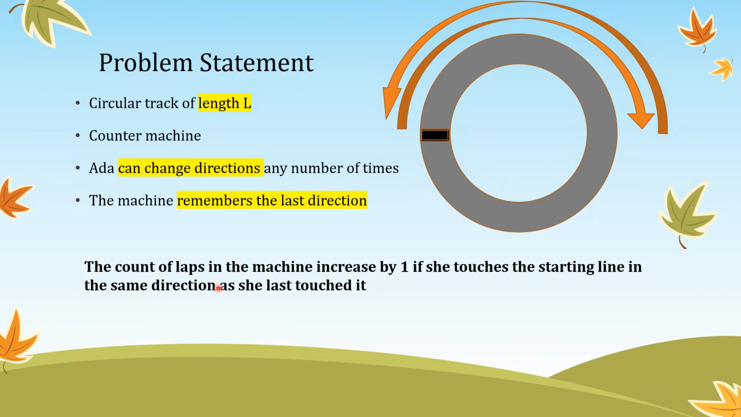The count of laps in the machine will increase by 1 if she touches the starting line in the same direction as she last touched it. So the same direction: if she's clockwise, she has to go clockwise; if it's anti-clockwise, she has to go anti-clockwise. Okay, so let us check the sample inputs.